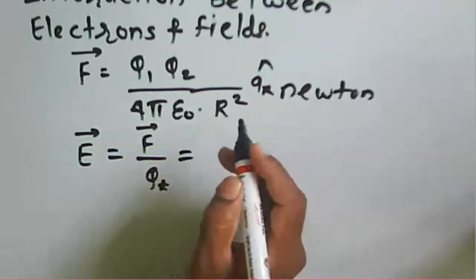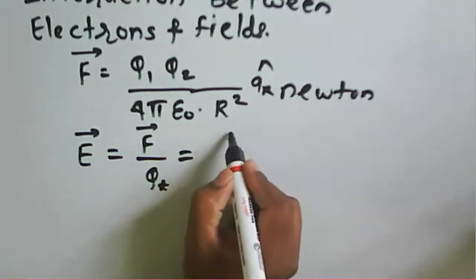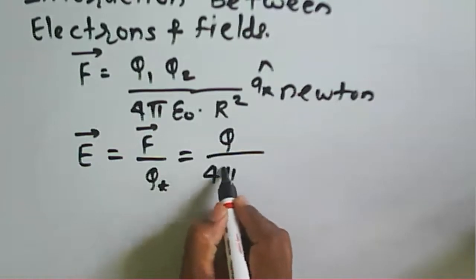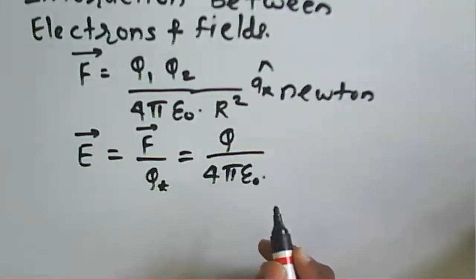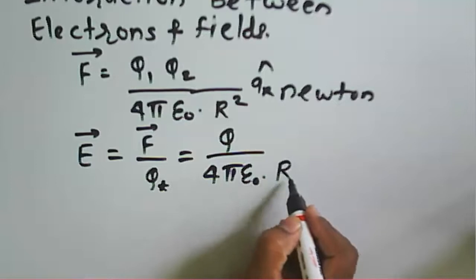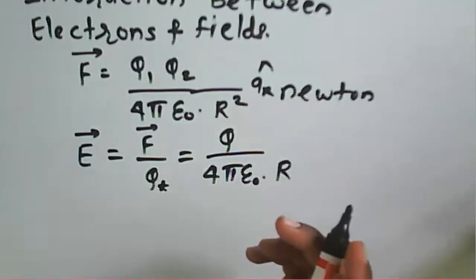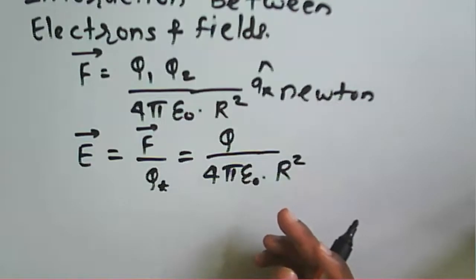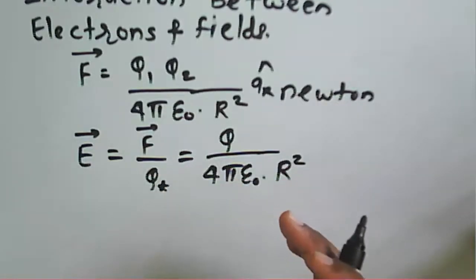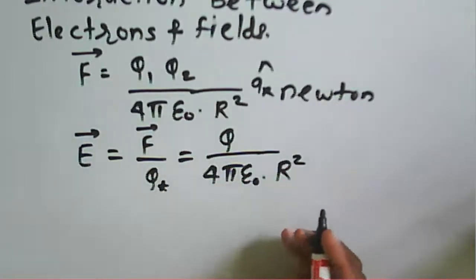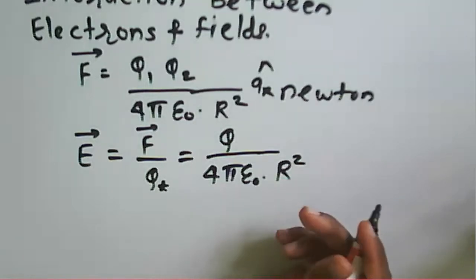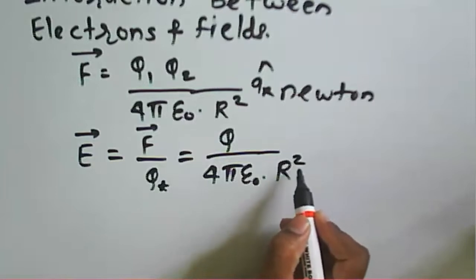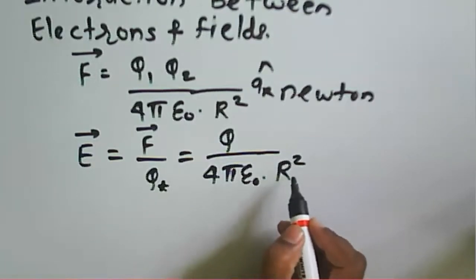So we can write the equation here in terms of a charge, that is Q by 4 pi epsilon 0, and here we consider the charge, because we are measuring the electric field intensity from the given charge at some particular distance, so that's why AR and R square here. So the electric field intensity at that particular point depends on R square, that is the distance squared.